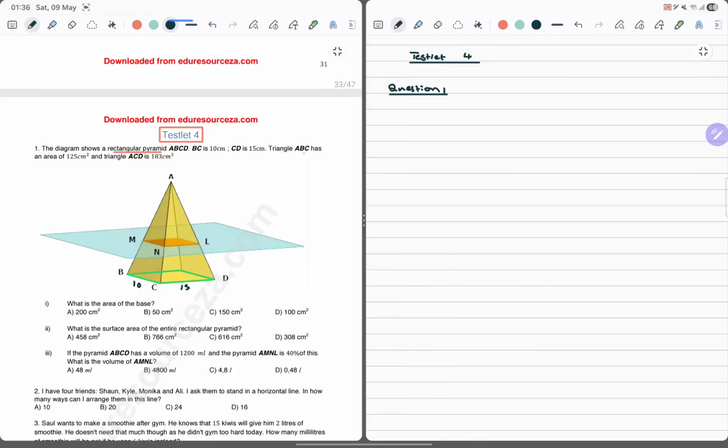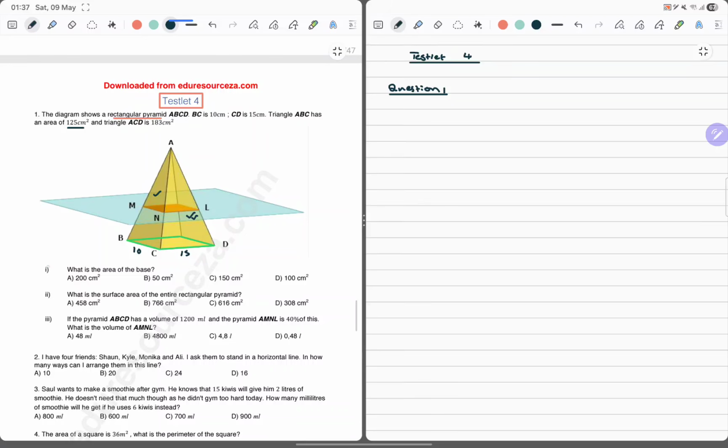Triangle ABC has an area of 125 centimeters squared. Okay, cool. So this is this triangle here. And then triangle ACD is 183 centimeters squared. ACD, so this one here. Great. Nice.